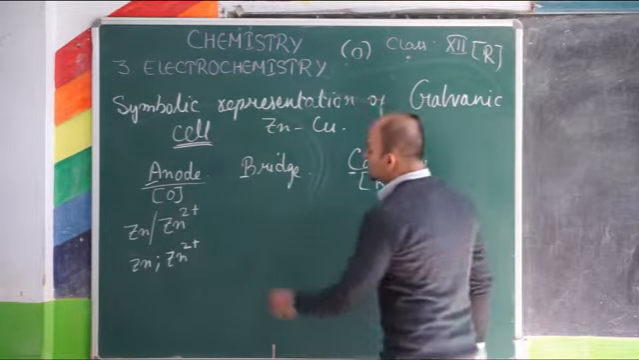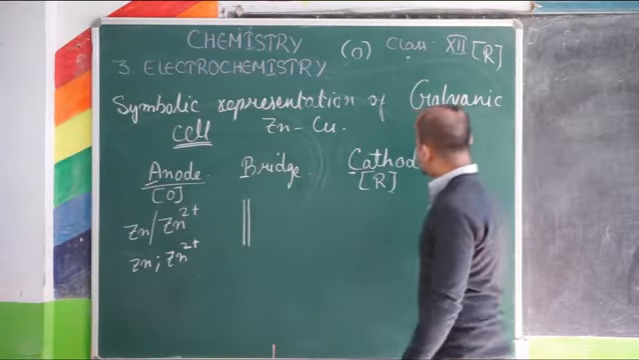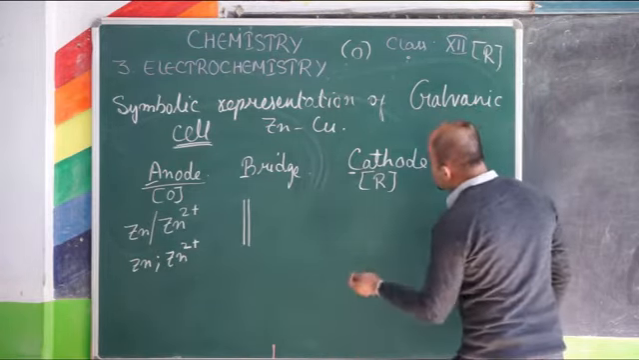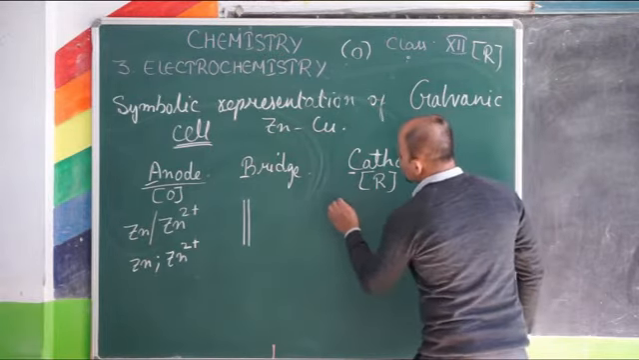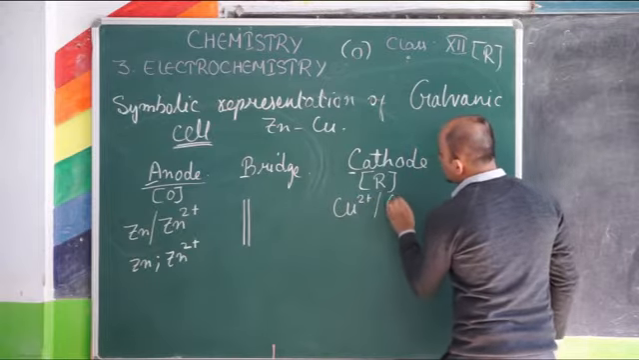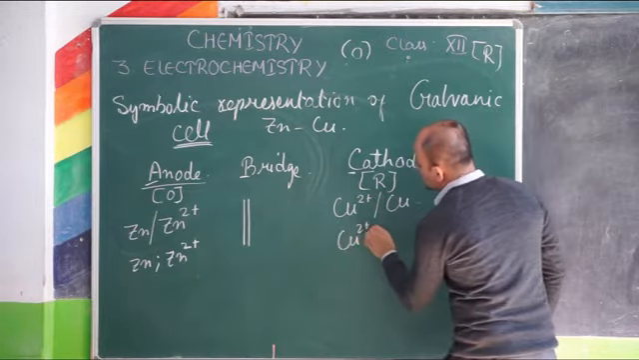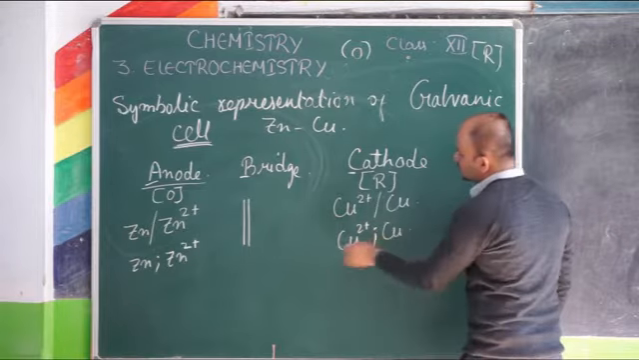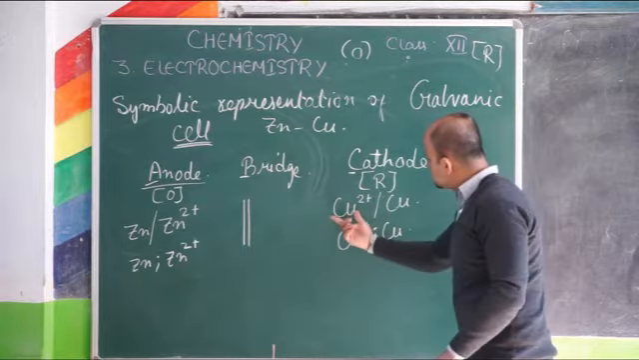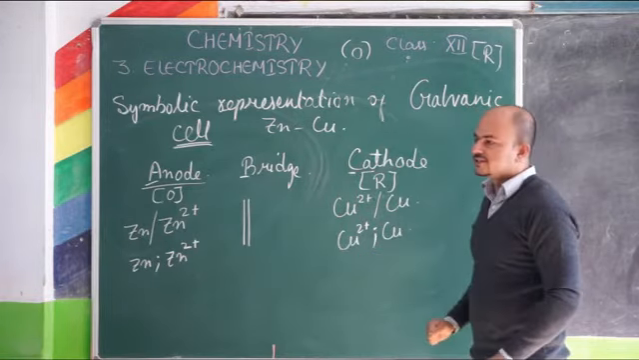Now this bridge is always denoted by a double line. Please don't forget, bridge is always denoted by a double line. And in the cathode, what takes place? Reduction. So the cathode was made of what? Copper. So reduction taking place at the cathode is denoted as copper 2 plus gaining electrons to become copper. Or instead of writing this line, you can also use a semicolon to separate the neutral atom and the ion. So this process, copper ion going to copper, is what? Reduction. So this is how it can be represented.